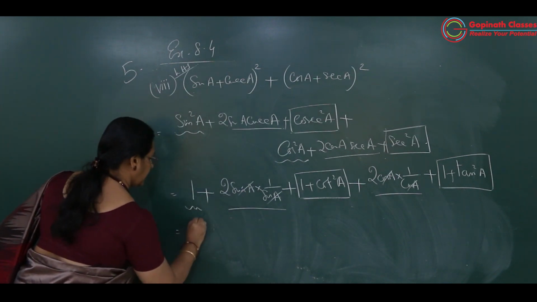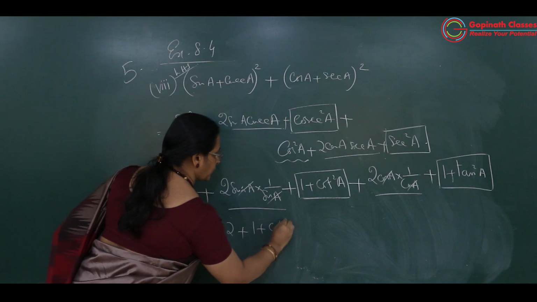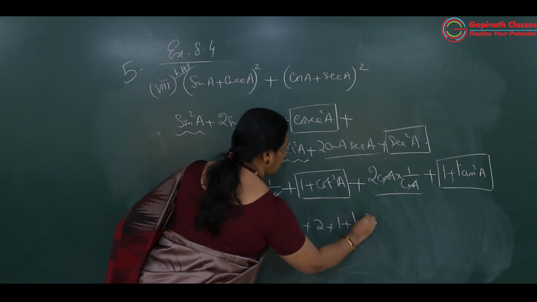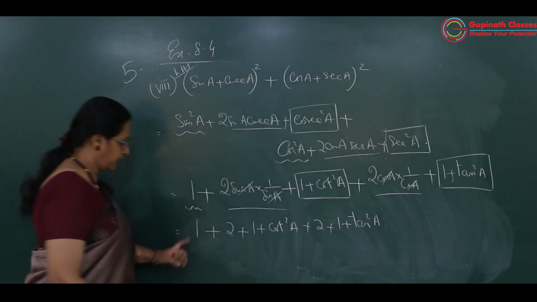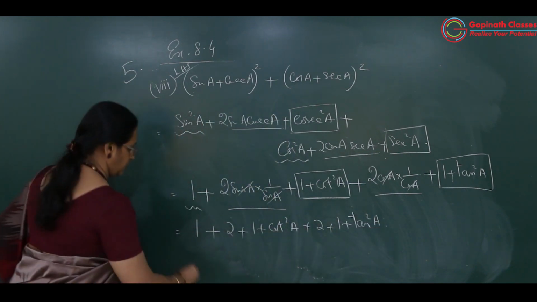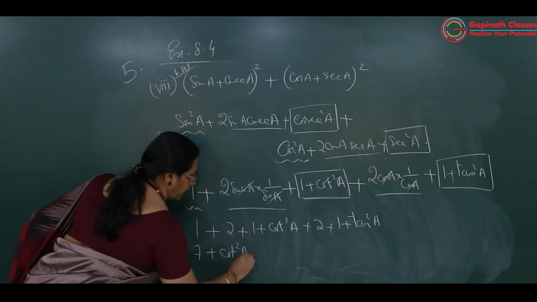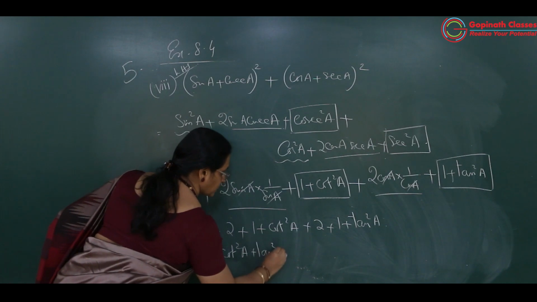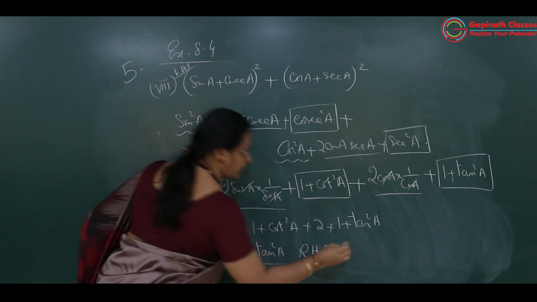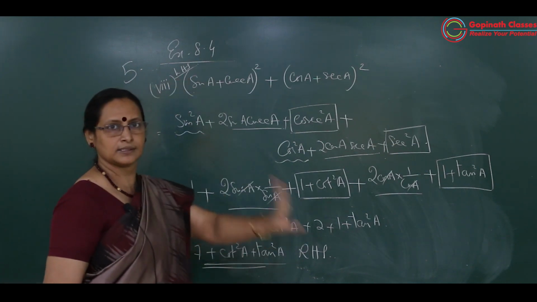Now, what is remaining is 1 plus 2 plus 1 plus cot square A plus 2 plus 1 plus tan square A. Now, you add all the numbers, you will get 1 plus 2, 3, 4, 5, 6, 7. You are very clearly getting 7 plus cot square A plus tan square A, which is nothing but the RHS. So, what are we doing? What we want in the right side, accordingly we are turning this.